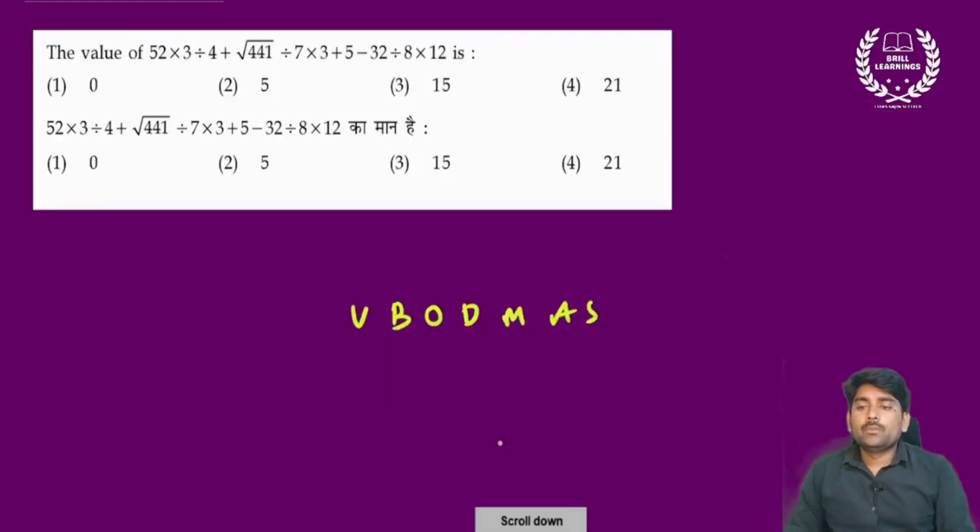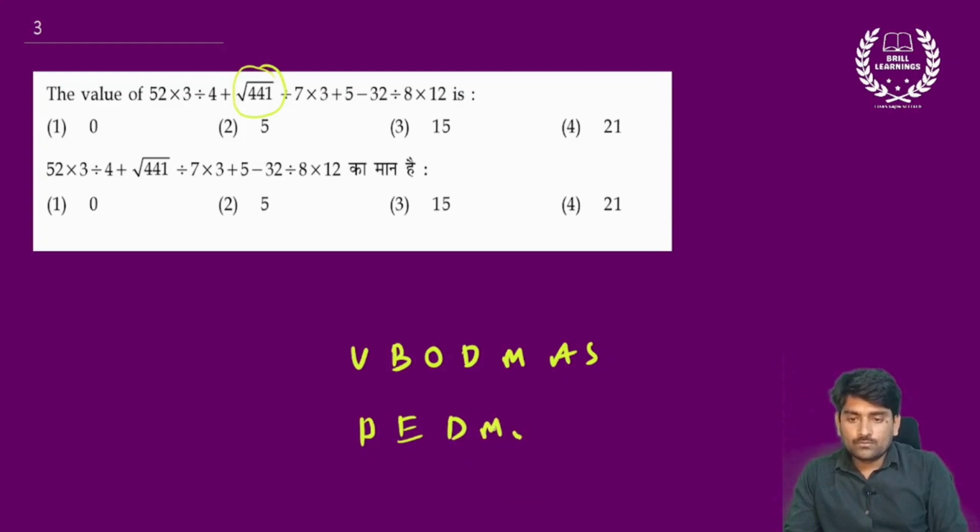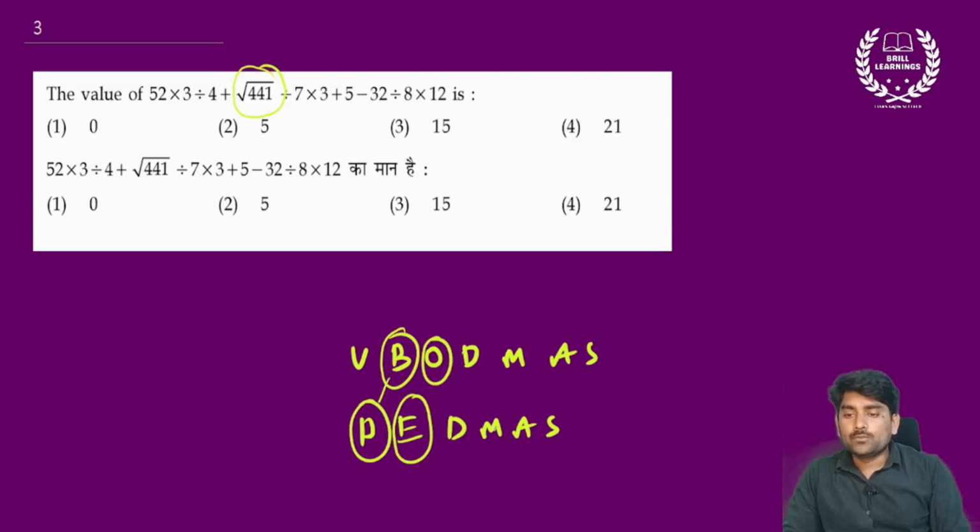Okay. But in this question they have given an exponential term, that is under root of 441. In other countries, they use PEDMAS instead of PBDMAS, where P is parenthesis only, instead of bracket they use parenthesis, and in place of order they use exponential term. They will give priority to the exponential term, then division, multiplication, addition, subtraction. In other countries they use PEDMAS.